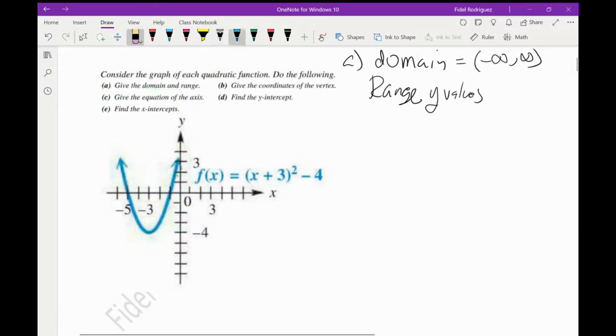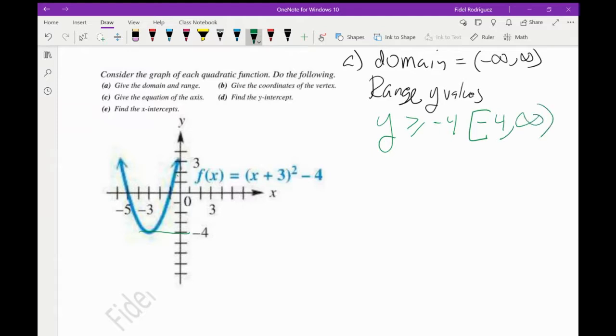Okay, so I know that my range starts at -4. So this is telling me that y is bigger than or equal to -4. And if I were to think about this in terms of an interval, from -4 all the way to infinity, okay? All right, so there's my domain and my range.